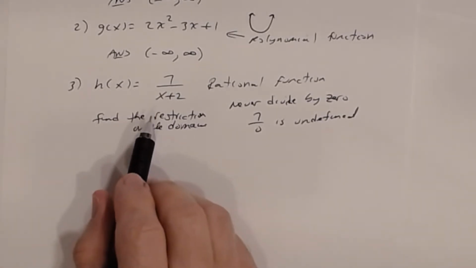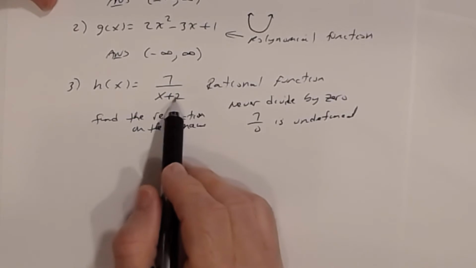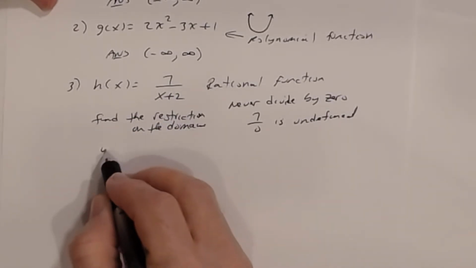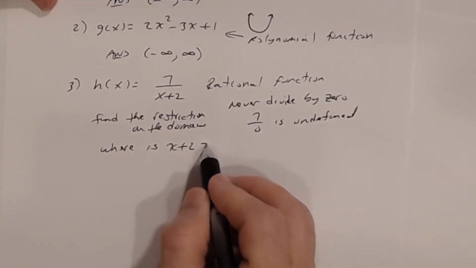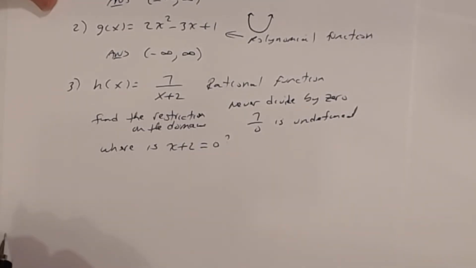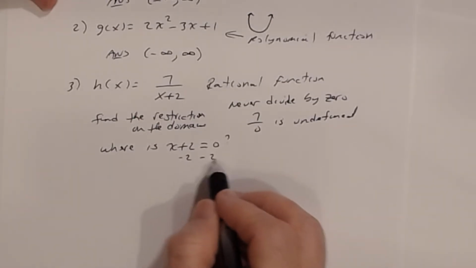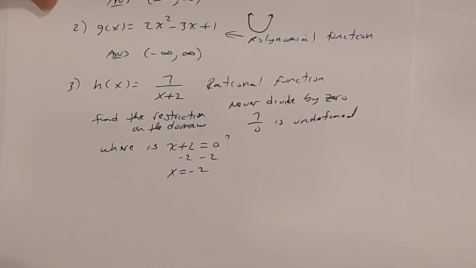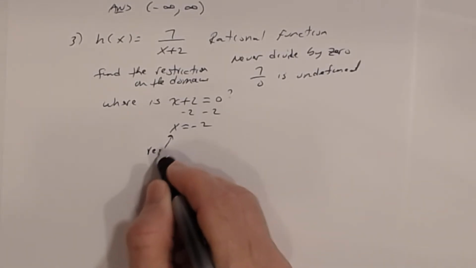So if I determine the restrictions here, I have to find out what makes this denominator equal to 0. So you're asking yourself, where is x plus 2 equal to 0? And all you do is solve for x. When you subtract 2 from both sides, you get x to be negative 2. And you found the restriction. So this right here is the restriction.